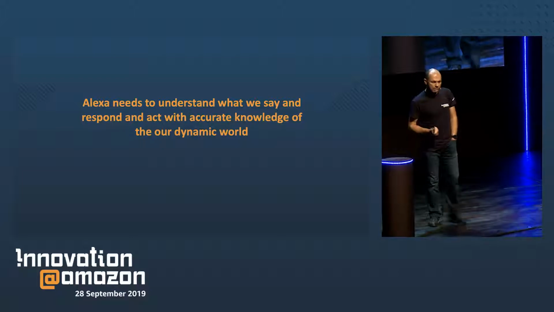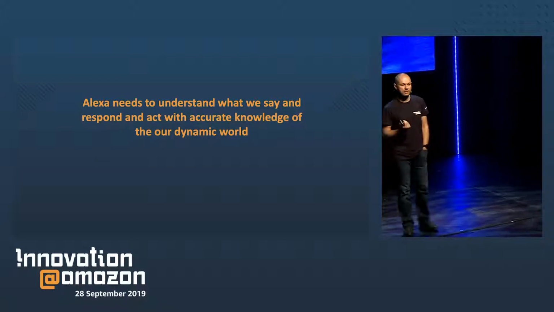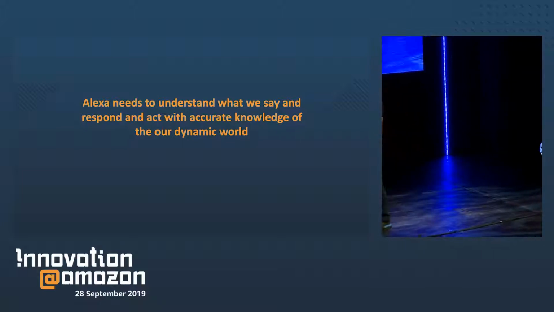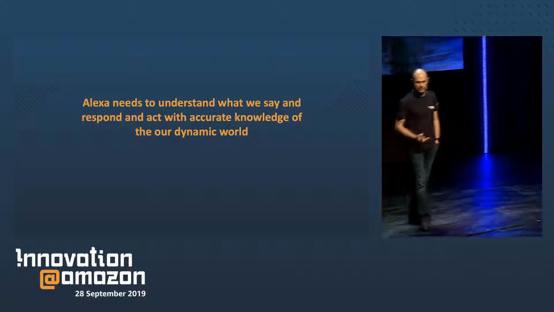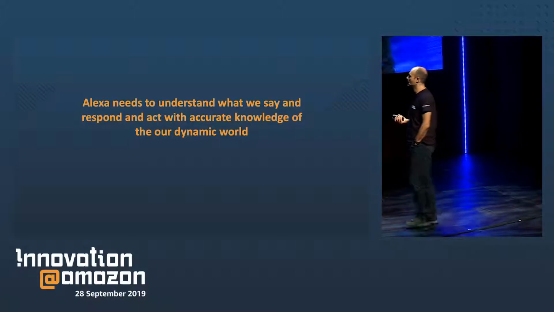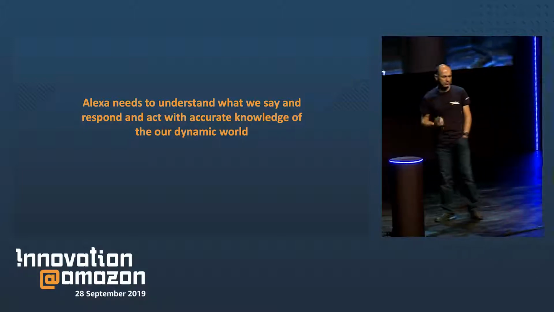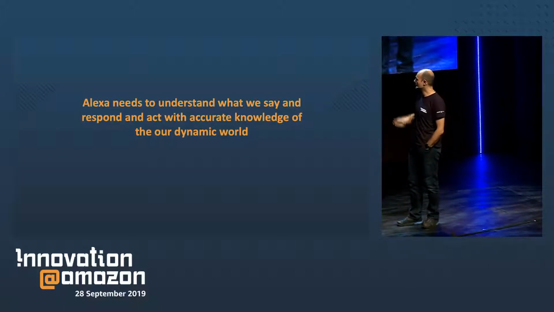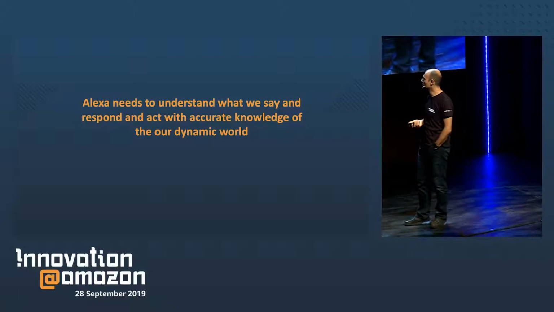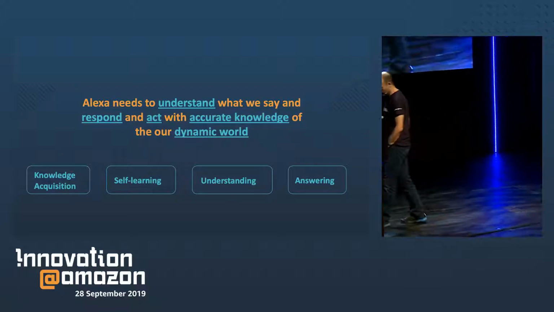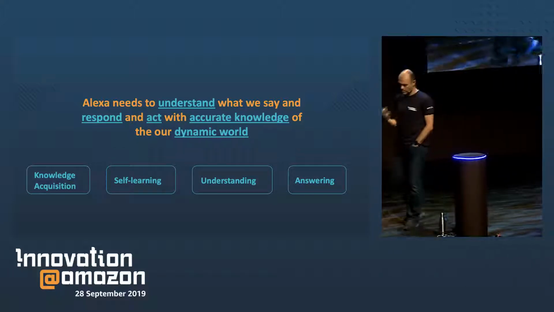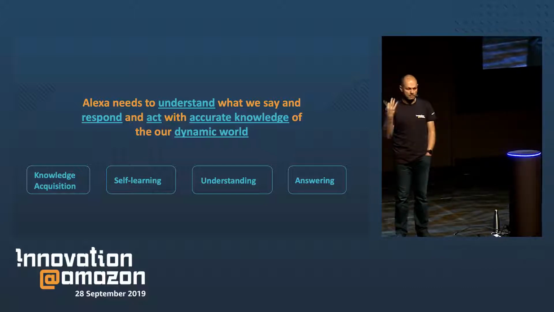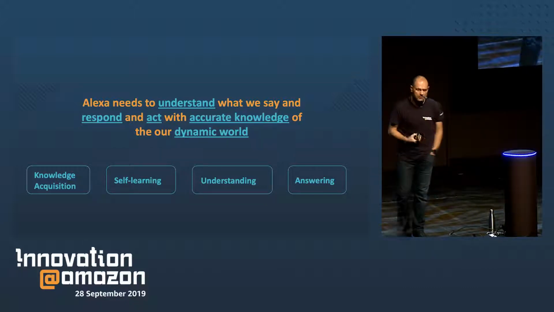For Alexa to become a true digital assistant to you and a smart companion, she needs to understand what you say. She needs to be able to respond and act accordingly, and with full knowledge of the world that she lives in and we all live in. So I'll go through some pieces from this to explain what I mean. First of all, understanding: what I mean by understanding is that when she hears you, she needs to parse what you said and try to build a picture of what you asked her to do, or what the question was.